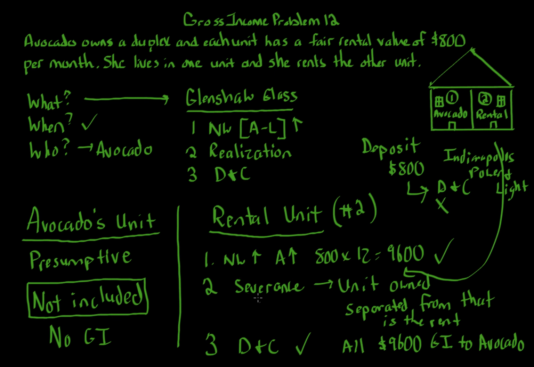Again, some takeaways deal with the presumptive income aspect of Avocado's unit rent, and how that goes out to be gross income, and then deposits. Deposits, you've got to look at the facts and circumstances, but overall, if there are high strings attached to that, they are not gross income because they fail dominion and control. And you can see more discussion of that in the Indianapolis Power and Light Supreme Court case.